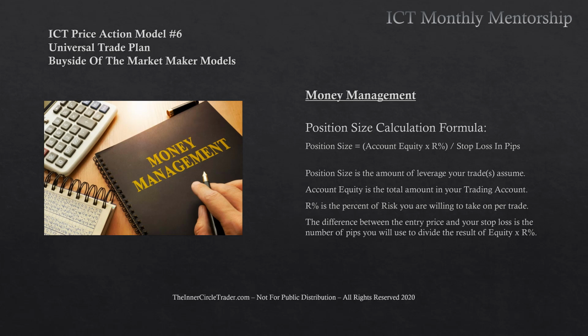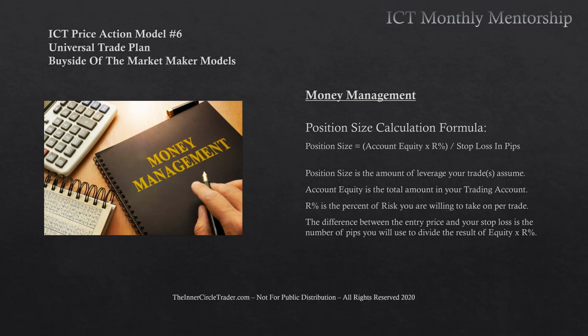Money management. Now, obviously, these slides don't change. Position size calculation formula is position size equals account equity times risk percent divided by stop loss in pips. Position size is the amount of leverage your trade or trades assume. Account equity is the total amount in your trading account. R percent is the percent of risk you are willing to take on per trade.